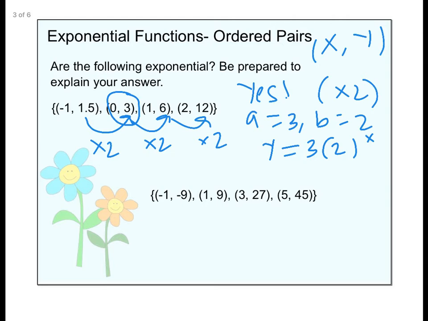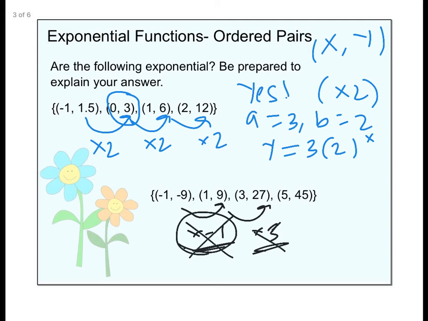Let's look at our second example. Negative 9 to 9. Well, I'd have to multiply by negative 1. 9 to 27 is times 3. Well, already we have two issues. These two are not the same. And also b, which is what we multiply by in our equation, has to be greater than 0, which means it's positive. This is negative, so that will not work. This is a no. It is not exponential.